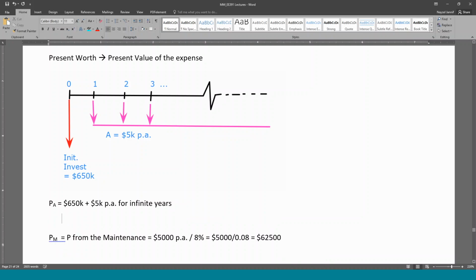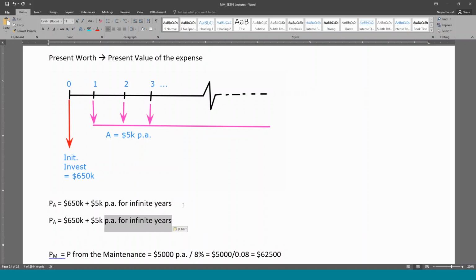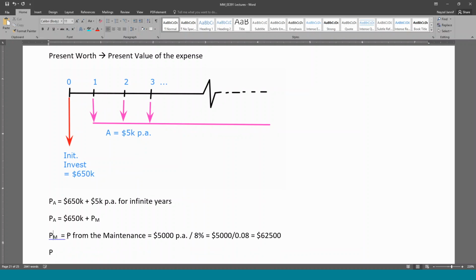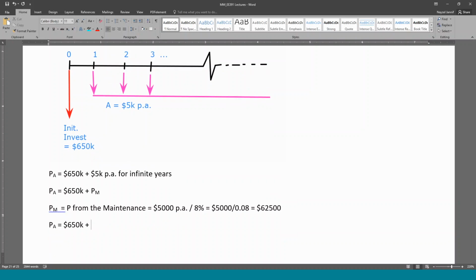So we say that PA is equal to 650 plus PM. All right. Therefore, our PA is equal to what we have, 62,500. And the final answer, what do we get? Yes, Lufkesh. 71,000. All right, there we go.